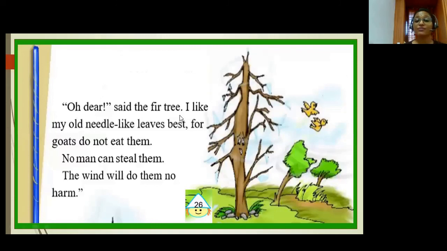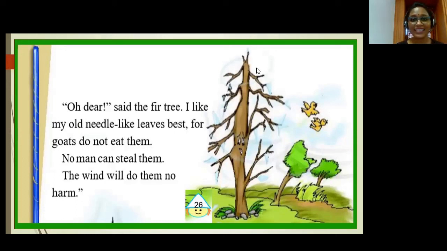Oh dear, said the fir tree, I like my old needle-like leaves best, for goats do not eat them. No man can steal them. The wind will do them no harm. So finally, the fir tree comes to the conclusion that it is best to have needle-like leaves. While it was having soft leaves, goats came and ate it. And when it had golden leaves, it was stolen by men. And while it had glass leaves, it was broken by the wind.